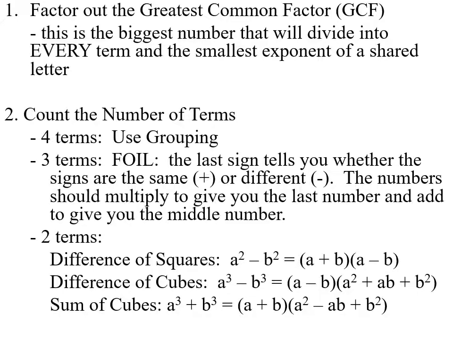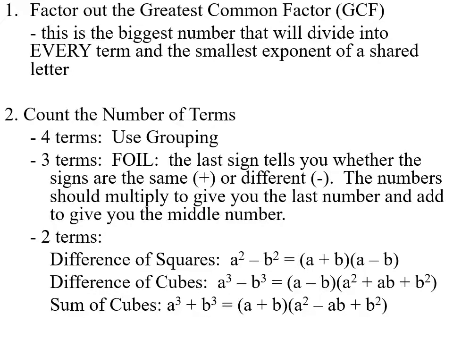So the steps, first of all, every single time, make sure that if there is a greatest common factor, you factor that out first. So that's step one. That's the biggest number that will divide into every term and the smallest exponent shared by every term. So you're looking for the biggest number to divide into everything and the smallest exponent that would go into everything. Take that out first. After that, then it's going to run into different sets of rules.